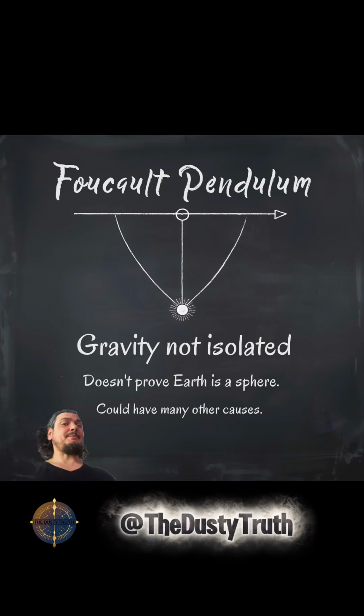Foucault Pendulum demonstrates an effect, apparent deflection in a rotating reference frame, but this only proves rotation of the reference frame, not that Earth is a sphere. It doesn't prove spherical geometry, and there could be other causes. We need to rule out all alternatives instead of assuming one conclusion and using confirmation bias to interpret the observation.